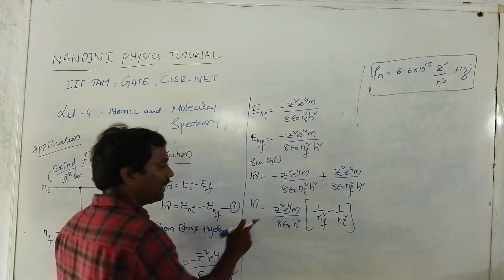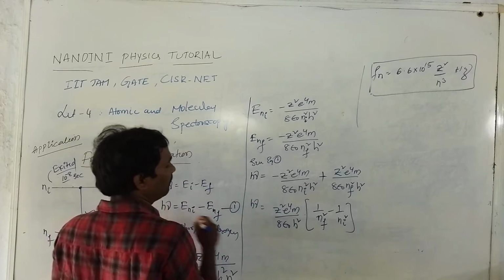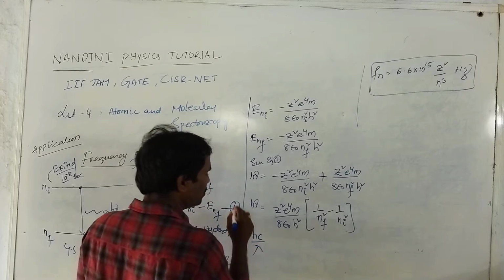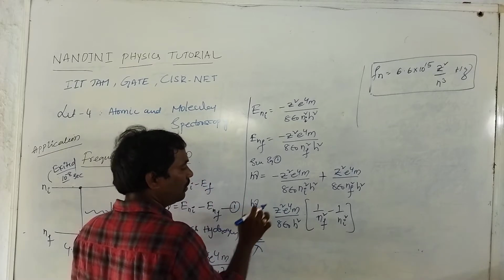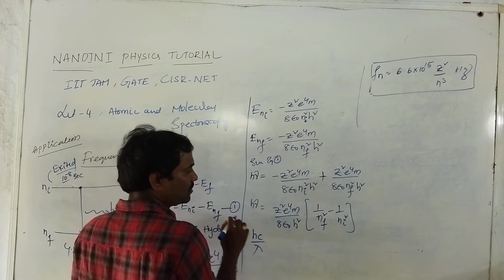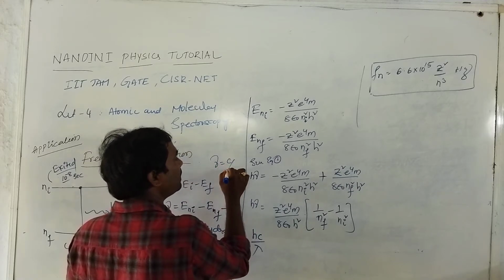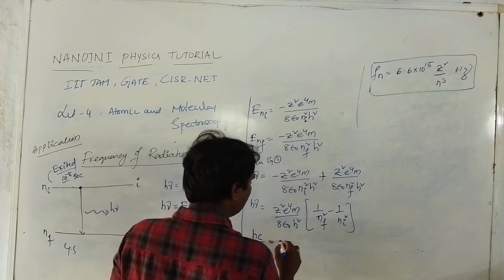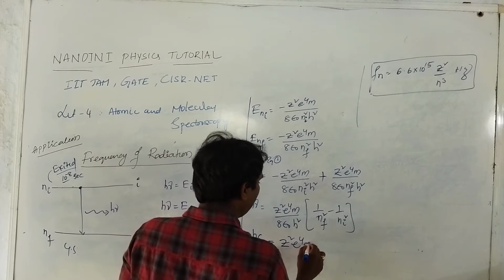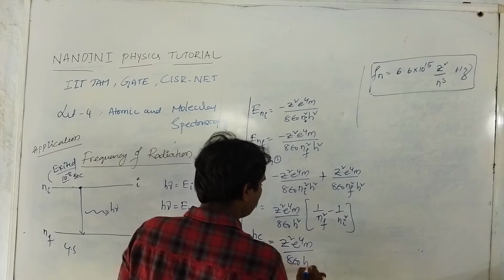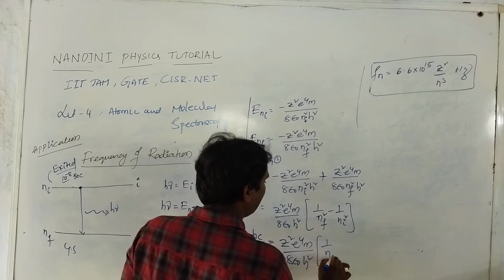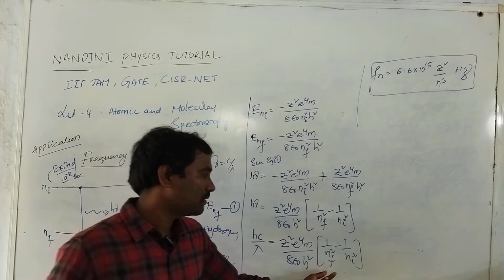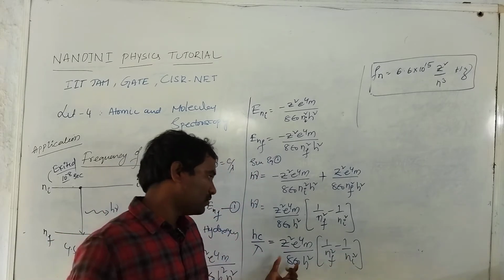Okay. Now in terms of wavelength, I will change this equation to h c by lambda, because nu, the emitted frequency of the line, is represented by c by lambda. So h c by lambda is equal to z square e power 4 m divided by 8 epsilon naught h square into 1 by nf square minus 1 by ni square. Here nf is the final state and ni is the initial state. So this is the equation.